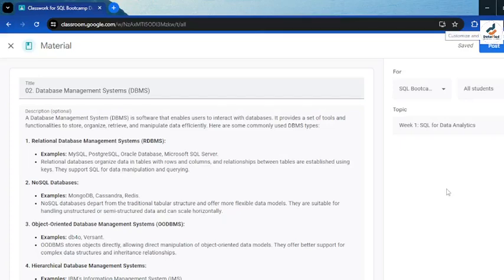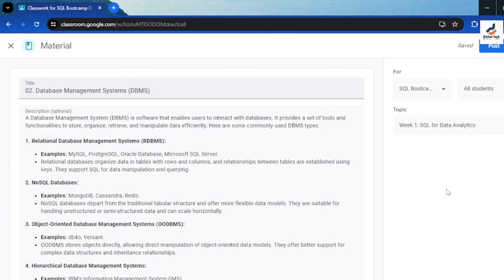Hello everyone. In this video, we will look at DBMS, Database Management Systems. What is a database management system? A DBMS is a software that enables users to interact with databases. Now, we would want to ask what a database is.